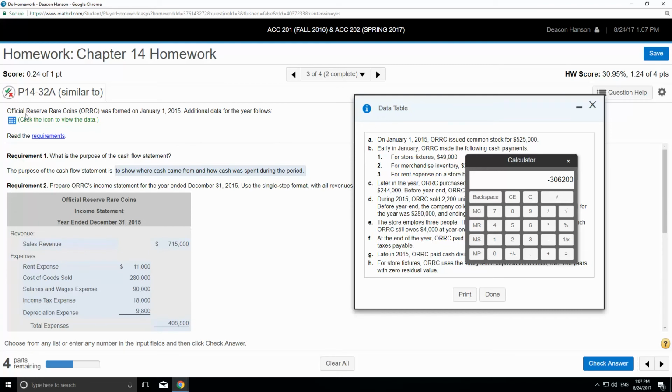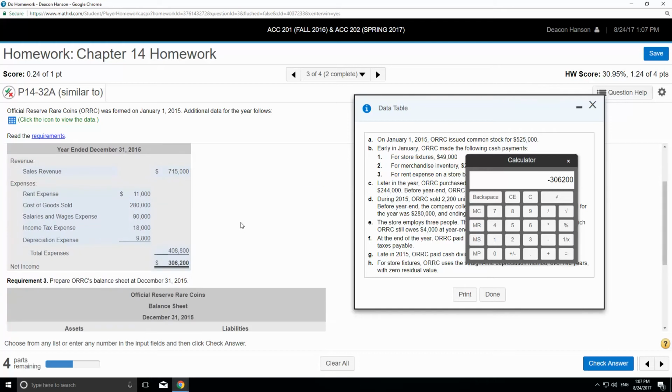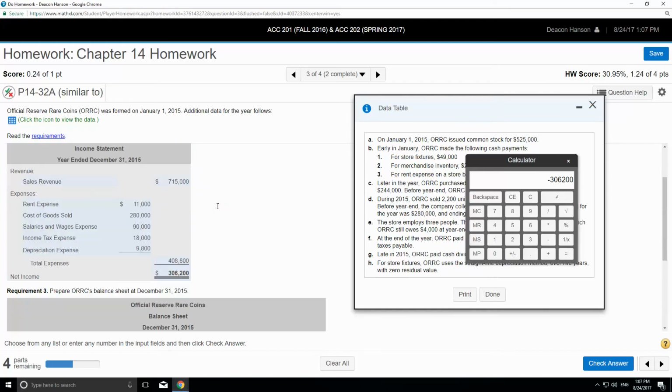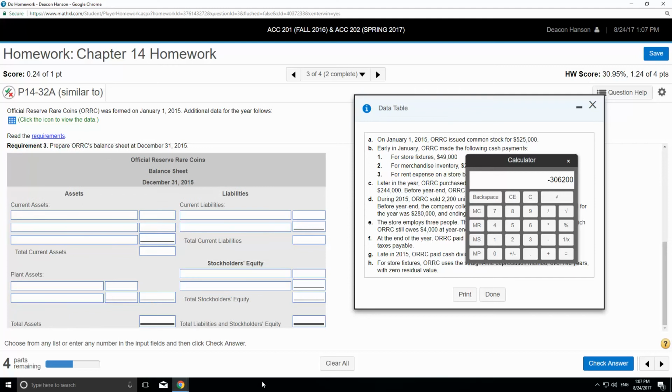It says, Official Reserve Rare Coins was formed on January 1, 2015. So this is a brand new company as of this year. It's only 1 year old, so it does not have beginning retained earnings. It's not going to have beginning retained earnings. So when we prepare our balance sheet, we need to figure out what retained earnings are.